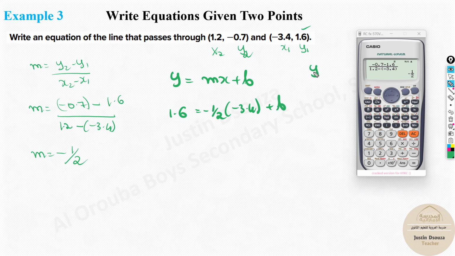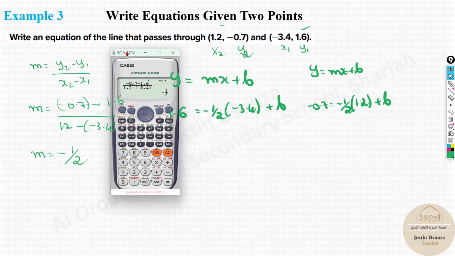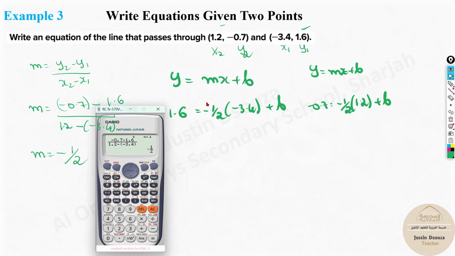Another case would be y equals mx plus b. It's the same thing, it's just that the y value is over here: negative 0.7 equals m, negative half, times x, which is 1.2, plus b. Okay, let me show you in the calculator how it does not make any difference. You can multiply and solve it, but I'll directly put this equation in the calculator and solve.